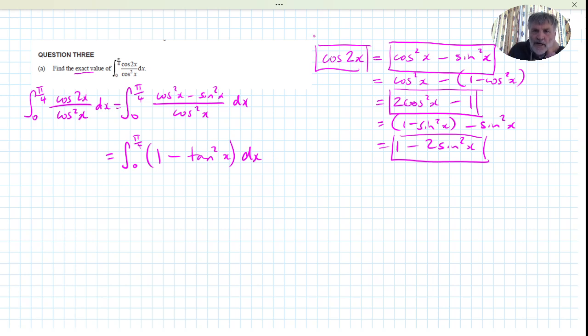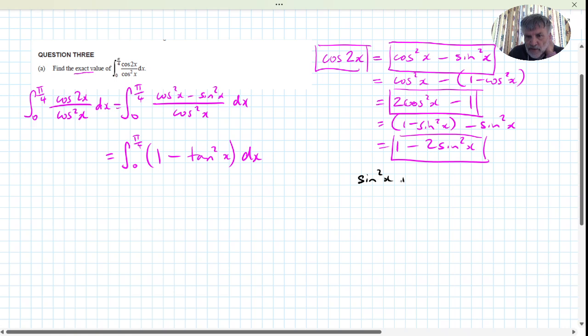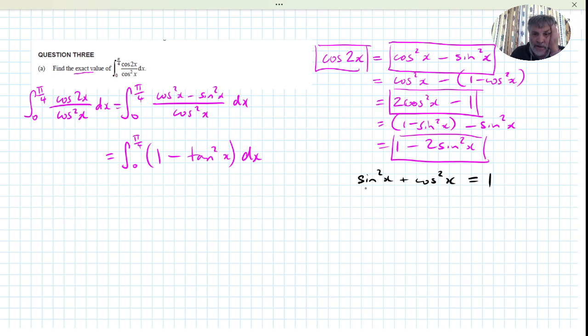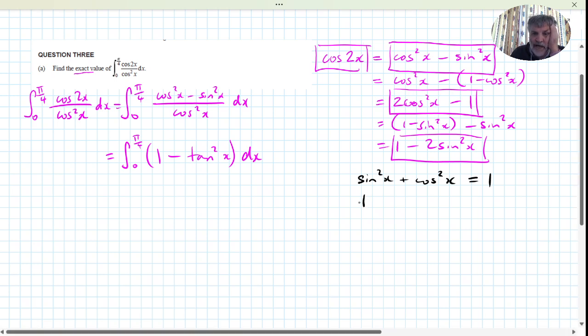We can use another identity. We used above sine squared plus cosine squared is equal to 1. If you divide this through by sine squared or by cosine squared, you get 2 other identities. So dividing by cosine squared, sine over cosine is tangent, so you get tangent squared x. Cosine divided by cosine is 1. 1 over cosine is sec, so sec squared x. This is the one we want to use here, so we can replace tan squared by sec squared minus 1.